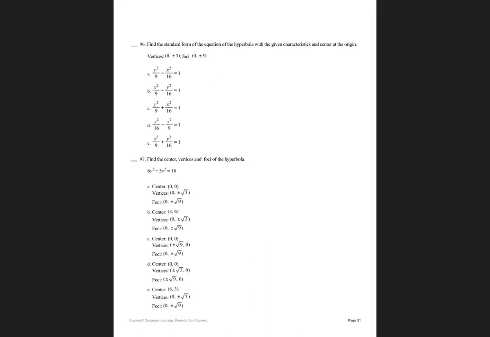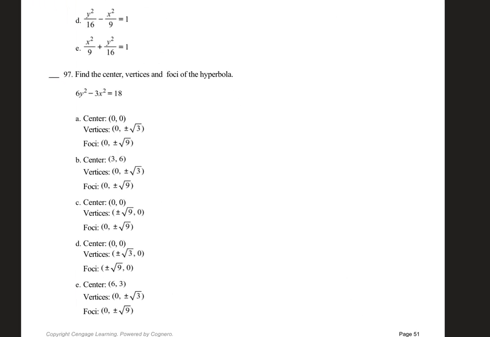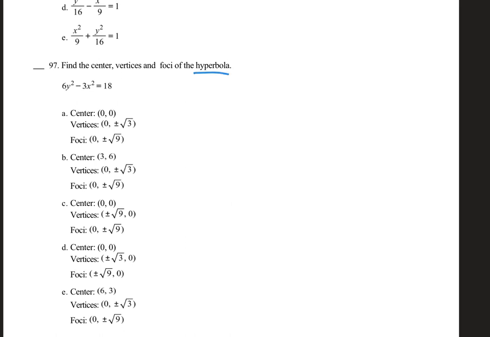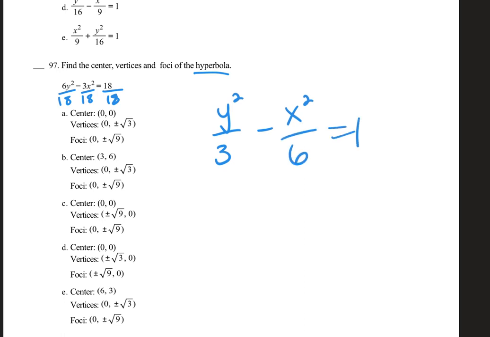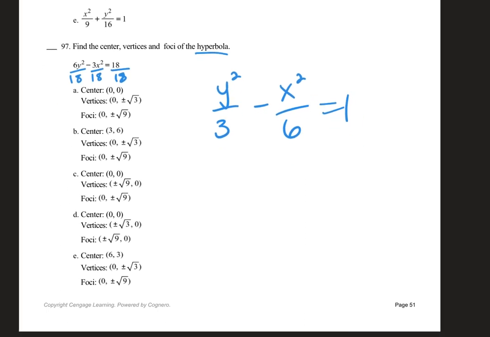Folks, questions on 96 or 97? All right, 97, it says it's a hyperbola. So the first thing I know is it has to equal 1. I'm going to divide everything by 18. And I get y squared over 3 minus x squared over 6 equals 1. So my center is 0, 0.